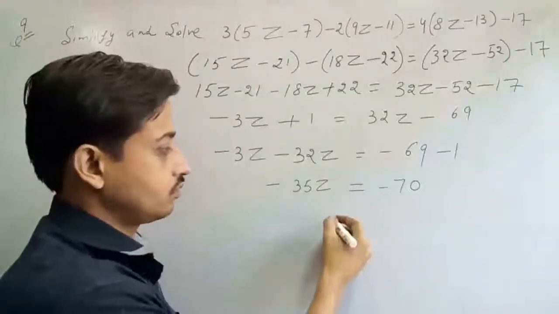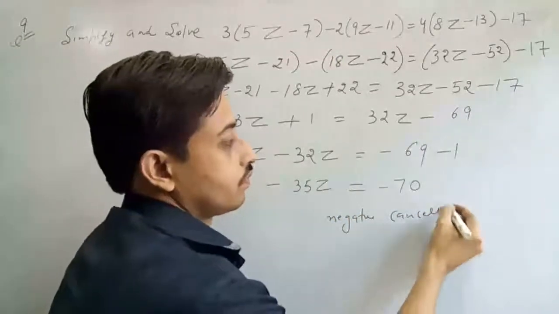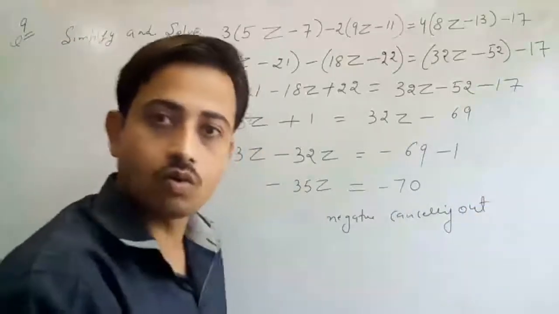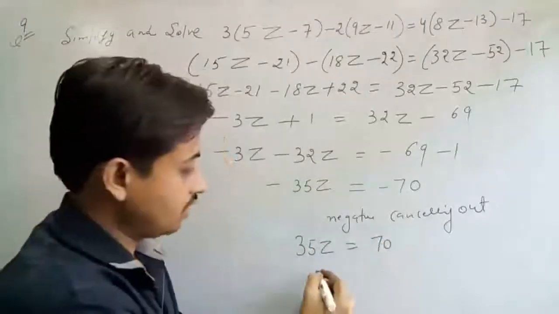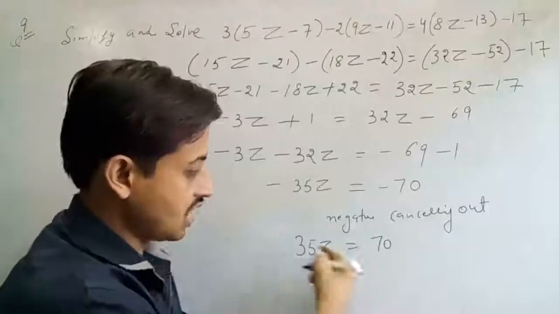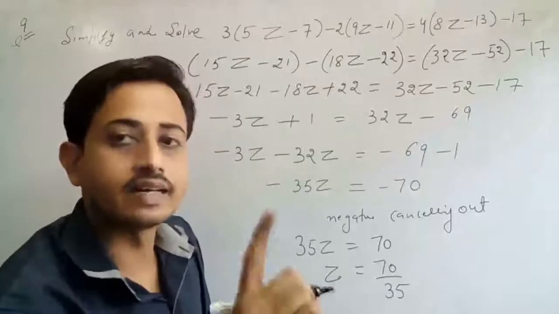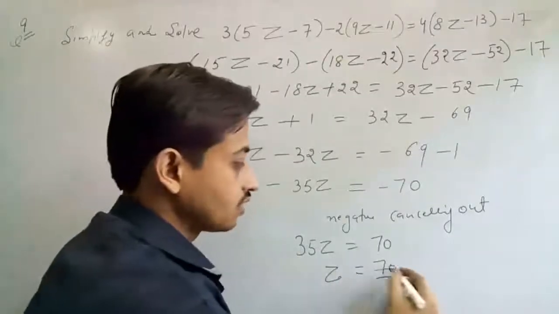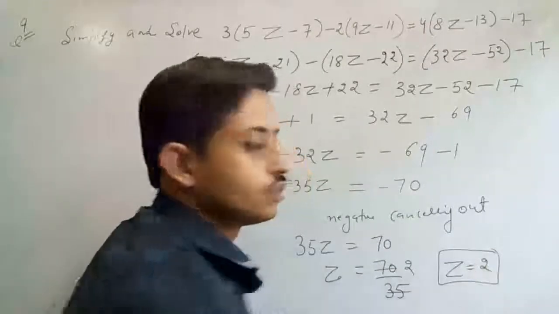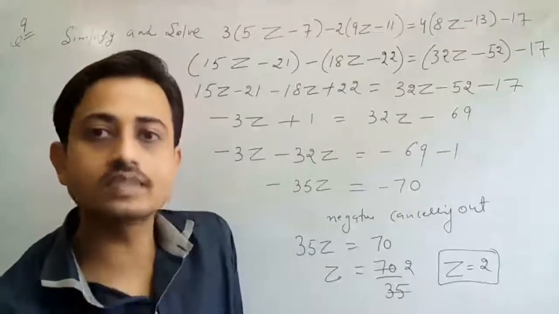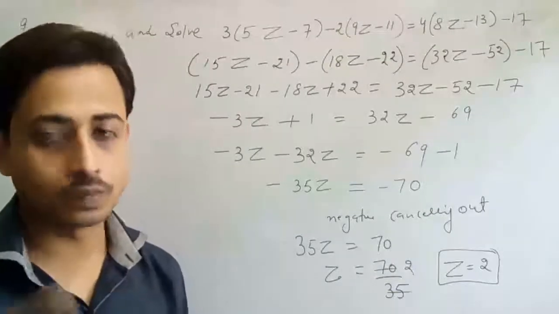Both signs are negative, so negatives cancel out. So we get 35z is equal to 70, and we have to find the value of z. That's why I take this 35 on the right hand side, and it goes to the denominator part. 35 into 70, so it goes on the table of 35. So we get z is equal to 2. This is our answer. Now what we have to do is verification. So first you have to note it, then we will do its verification also. Please make a note.